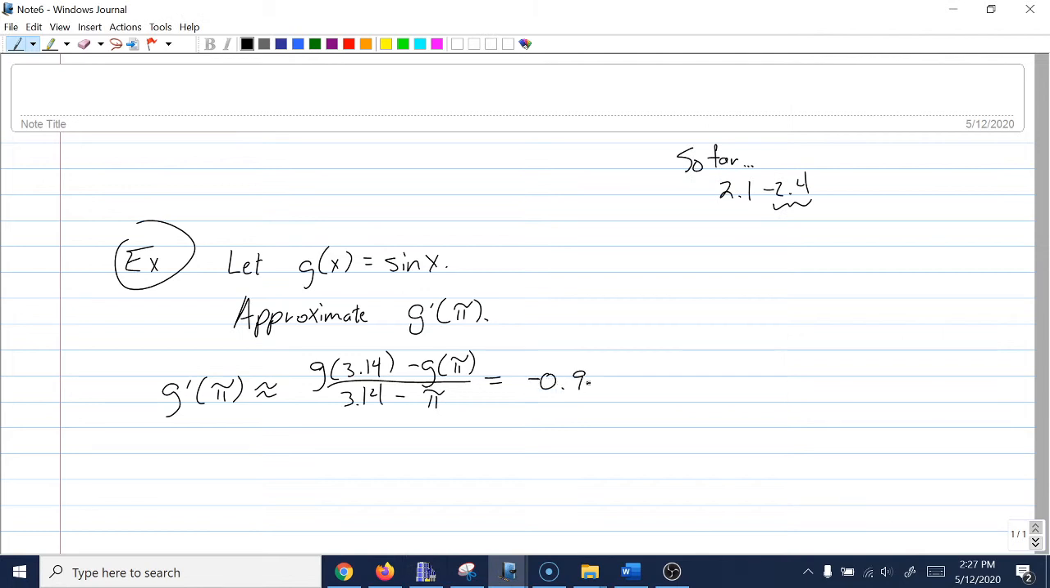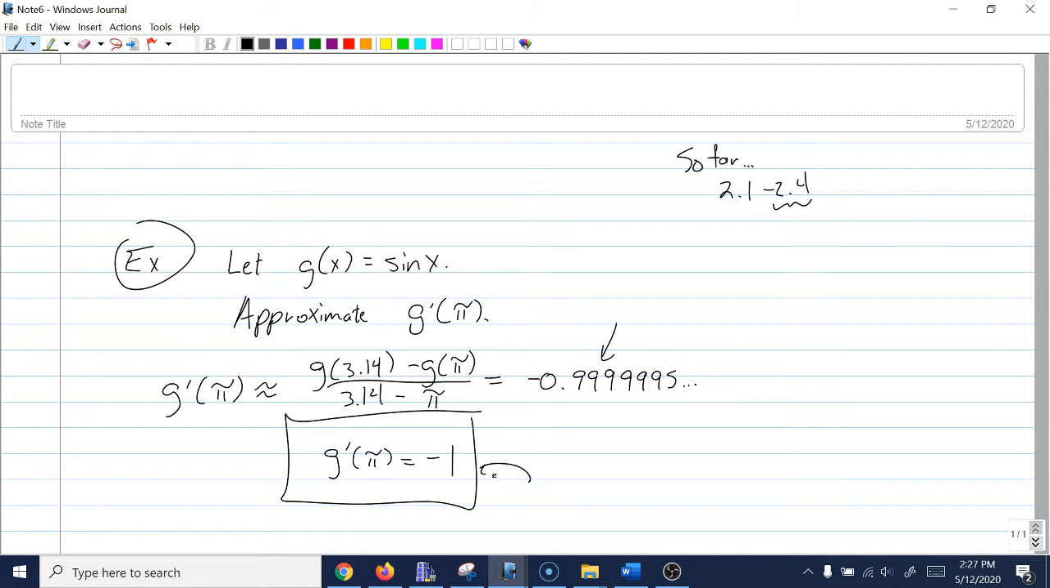Negative 0.9999995. A number that is so close to negative 1 that it would be a miracle if the derivative at pi wasn't exactly negative 1. And it is. It looks like it's exactly negative 1. Here's our approximation. Here's our guess what the real value is. Rounding that off to 5 decimal places is a reasonable thing to do, and say it's about negative 1. It turns out that it equals negative 1.